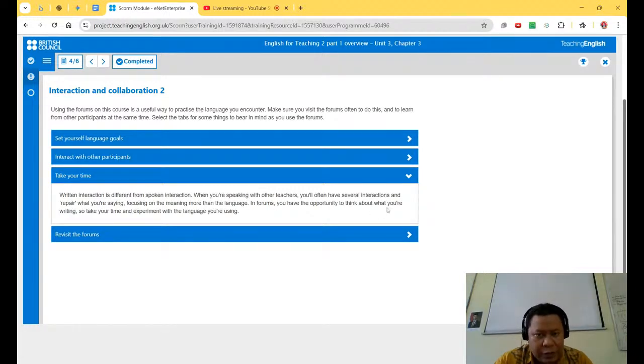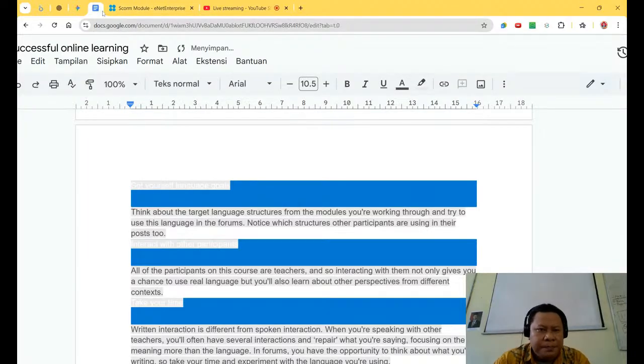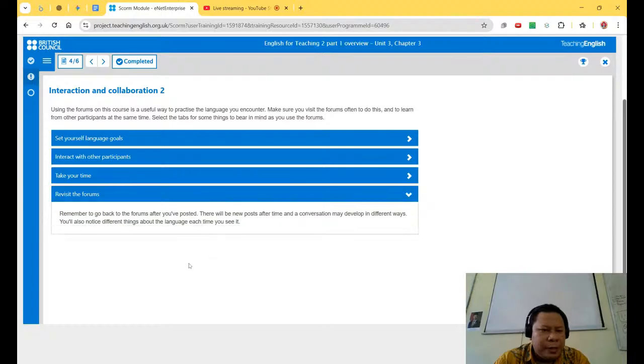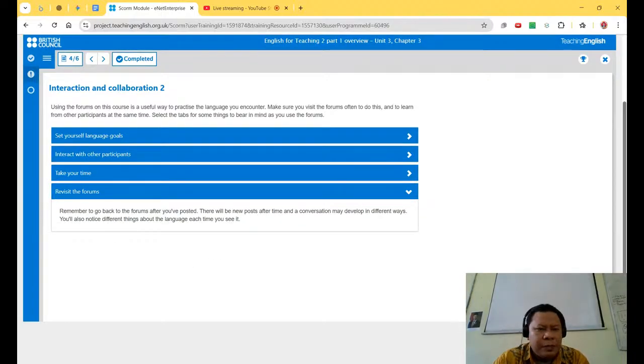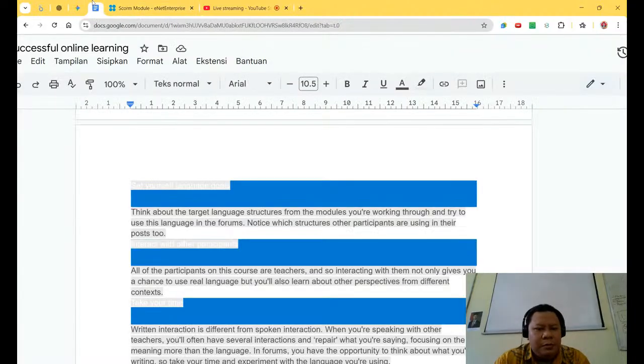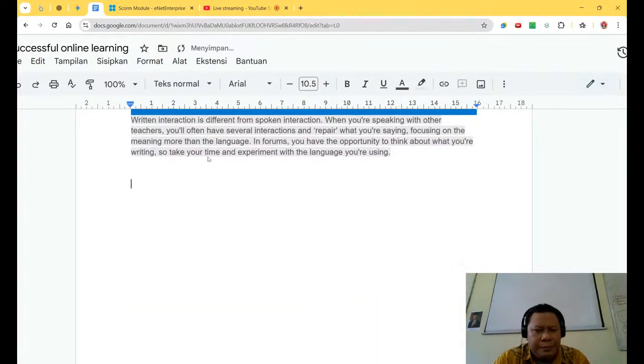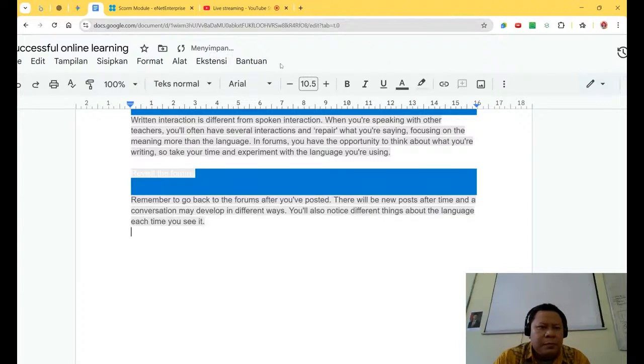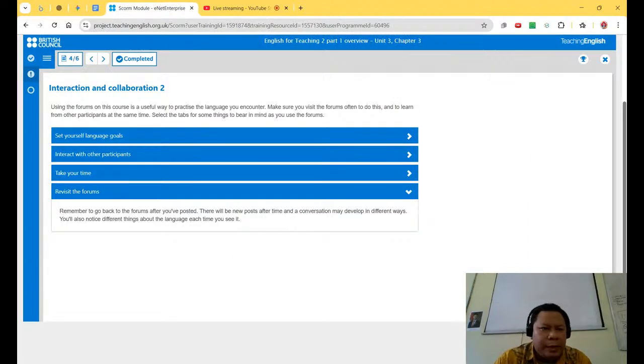Take your time and experiment with the language you're using. And for the last tip, visit the forums. Remember to go back to the forum after you have posted. There will be new posts after some time, and the conversation will develop in different ways. You'll also notice different things about the language each time you see it. Next page.